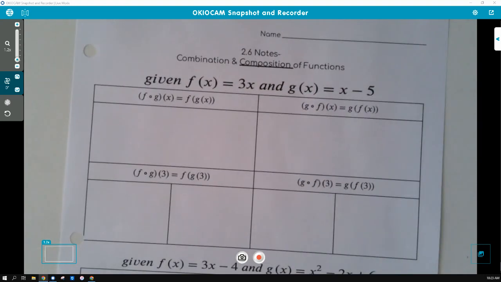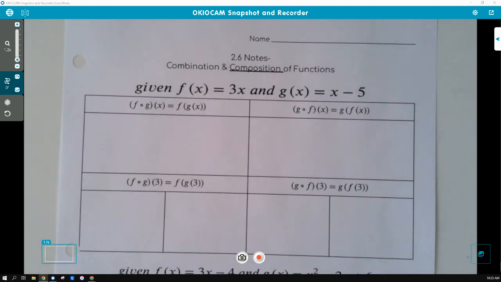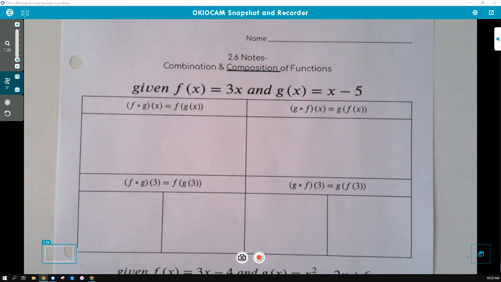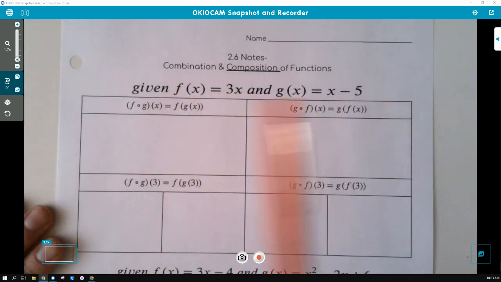Composition of functions is when we take one function and plug it into the other. So our composition of functions can go both directions. So we've got f of x and g of x, and for your assignment, it's just going to stay f of x and g of x. You could also obviously have h of x and j of x and k of x, and you can use any function. It's just naming the two functions.